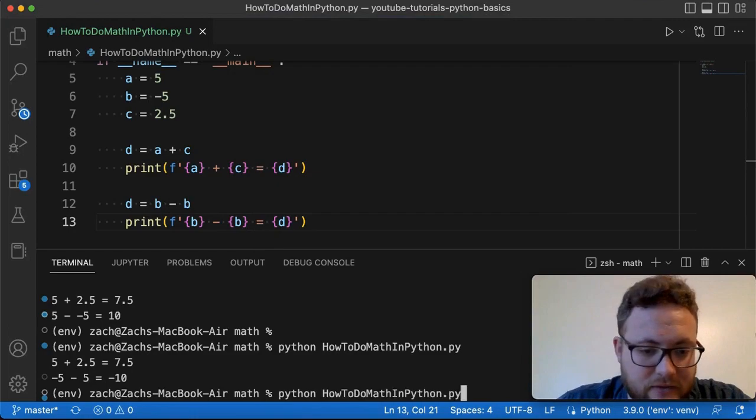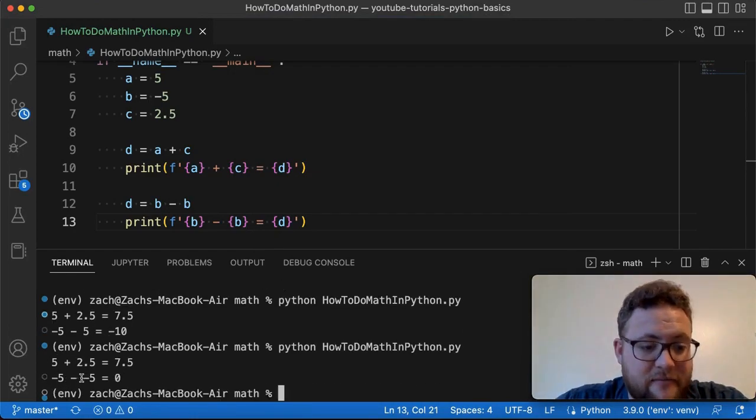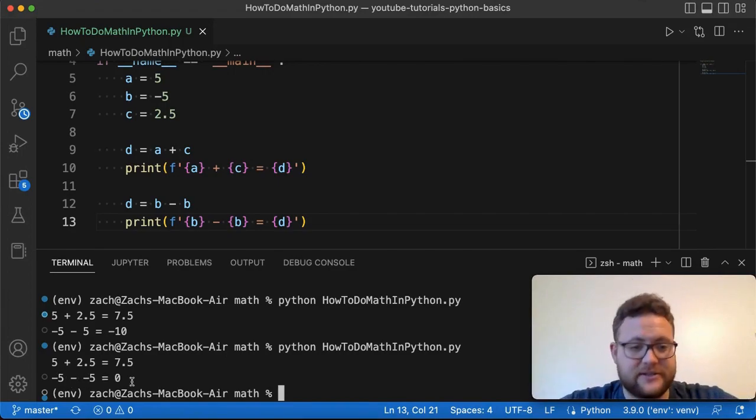And I could also show, if I do this, minus b right here, b minus b is equal to d. If we rerun that, we get negative 5 minus negative 5 is going to be 0, because like I just said, through those rules of math, you change it into a positive, which makes it negative 5 plus 5, which is obviously 0. So that is essentially how you can do basic subtraction in Python.